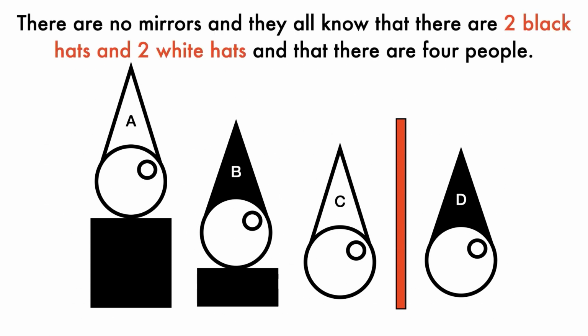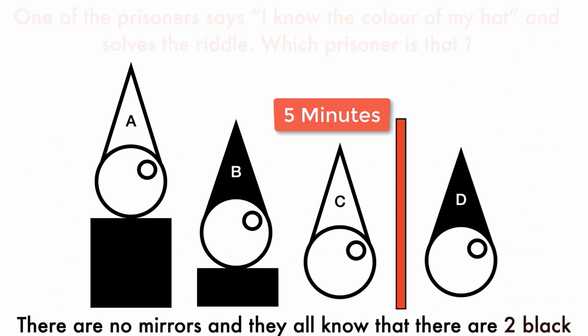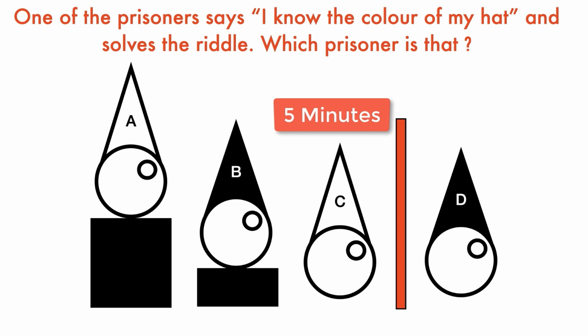They are not allowed to turn around or converse in any way. There are no mirrors, and they all know that there are two black hats and two white hats and that there are four people. The prisoners are told that they have 5 minutes and to call out as soon as one of them thinks he knows for certain what color hat he is wearing. And remember, if just one of them gets the answer wrong, they will all have their sentences doubled. One of the prisoners says, "I know the color of my hat," and solves the riddle.